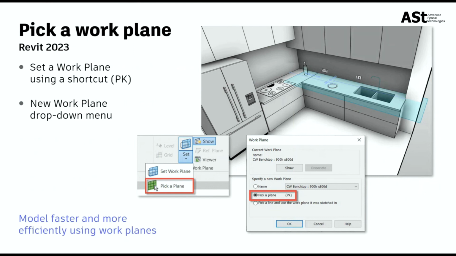Work plane. So work plane associates your model geometry to reference a surface. So 2023, you can actually set the active work plane instantly by using PK as your shortcut. So alternatively, you can select the pick a plane option in 2 clicks via the set work plane drop-down menu. But this will allow you now to smoothly switch between work planes during the modeling operation without a work plane dialog.